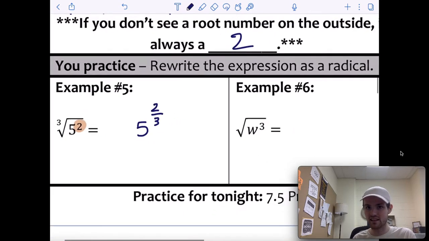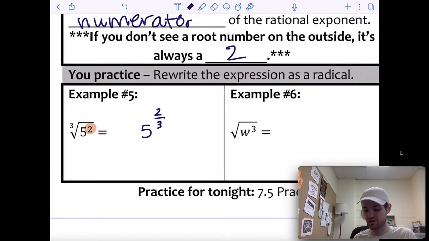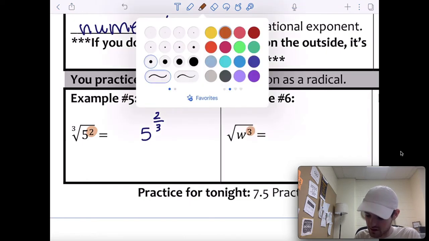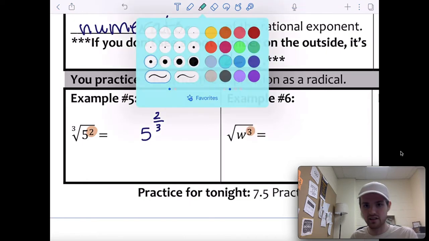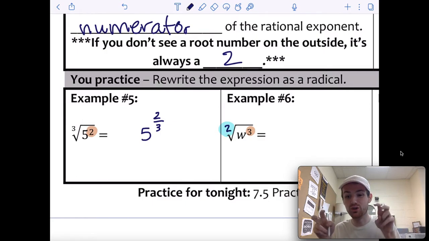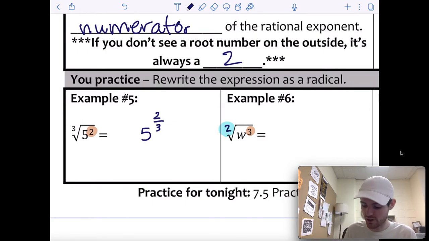Example 6, this is where we have an invisible root. See here in blue, there's no number there. If there's no number, we see an invisible 2. So when we write this example, it's actually going to be W to the 3 over 2.